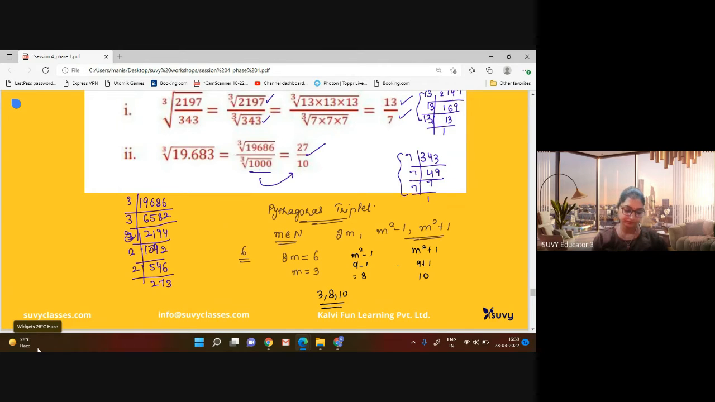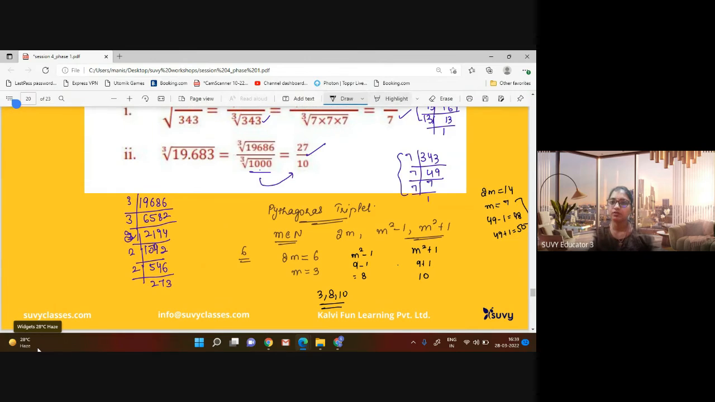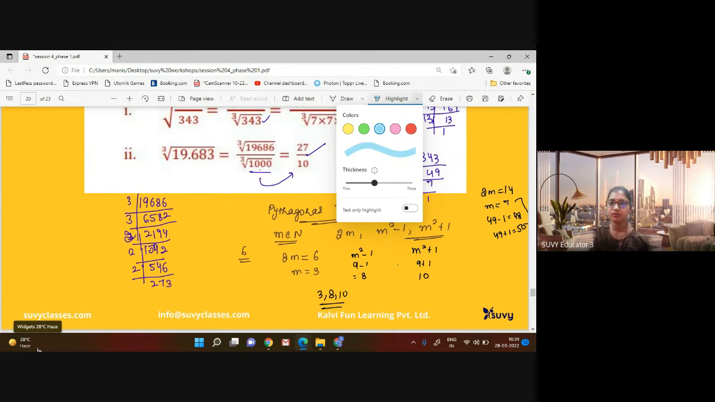Clear? Any doubt? So let's say you have 2m is 14. What will you do? You will write it as m is 7. So it means 49 minus 1 is 48, and 49 plus 1 is 50. So 14, 48 and 50 is a Pythagoras triplet. Clear? How to take a Pythagoras triplet? Is this point clear to you? Any doubt?